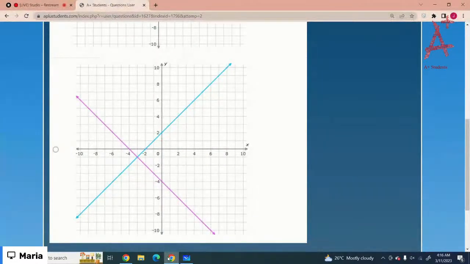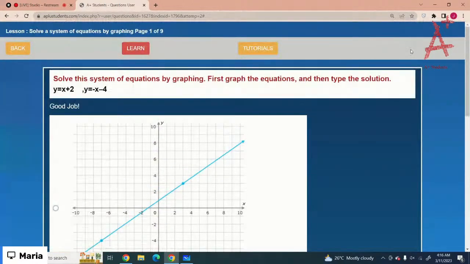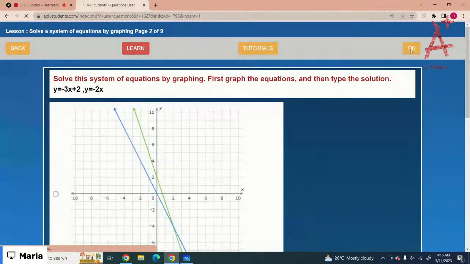So that means the point is x is negative 3 and y is negative 1. It would be negative 3 and negative 1. That is the solution of the equation. Got it? So just select the correct option and then click on the OK button. So use proper graph paper to plot the lines on the graph. Then in this case you will get the exact points, that means the exact solution of the equations. Got it?